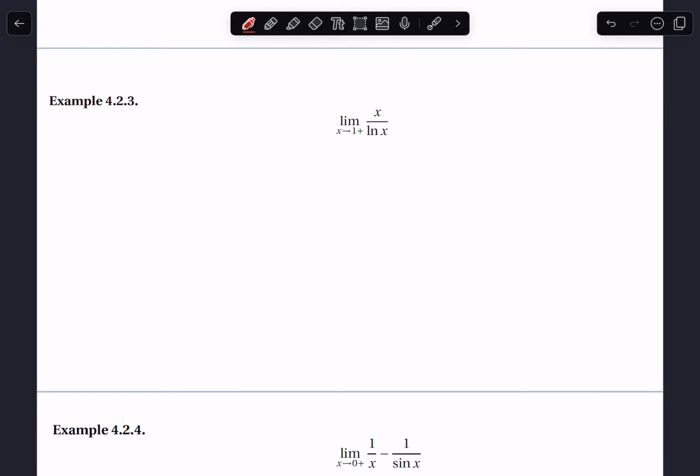So for this one, we just note that the numerator is going to plus 1, and if we approach 1 from the right, the denominator is going to 0 from the right, and this limit is basically plus infinity. Okay, but what happens if we apply L'Hopital's rule mistakenly? If we apply L'Hopital's rule mistakenly, we get the wrong result.